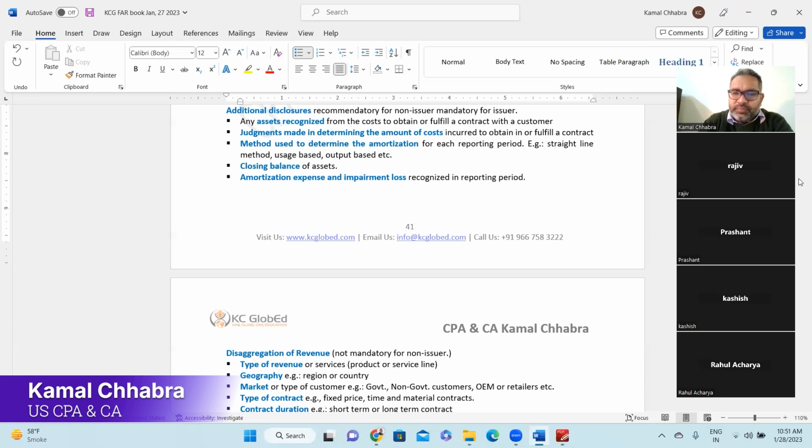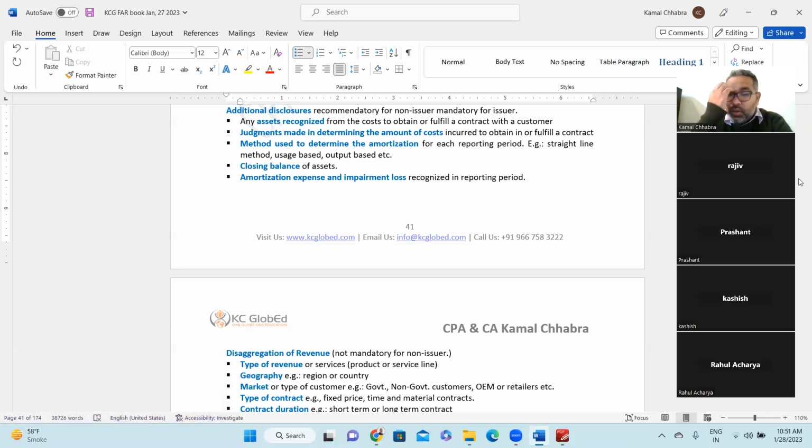Any expenditure your sales team has incurred, or commission or brokerage you are giving specifically to someone, those costs which you expect to recover over the period of the contract, and the contract is of more than 1 year, then you will recognize that asset as a contract asset. So this is the additional disclosure required.